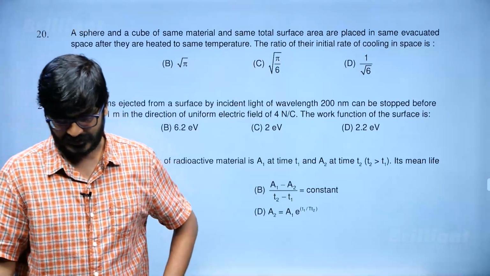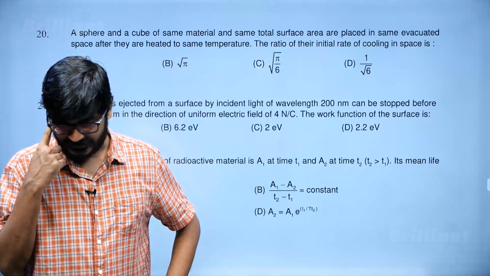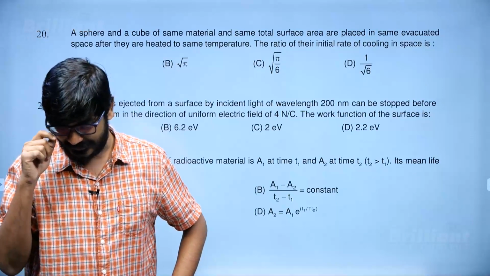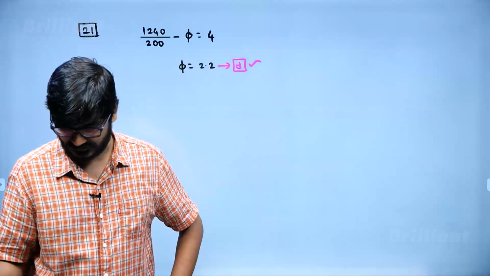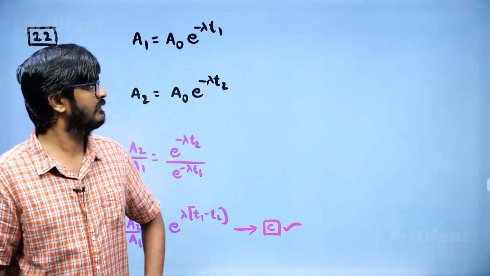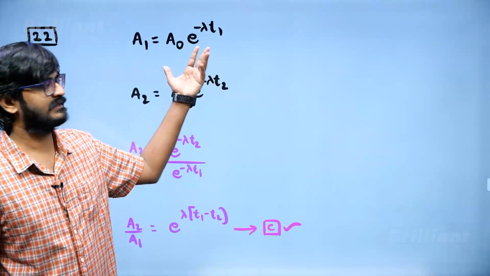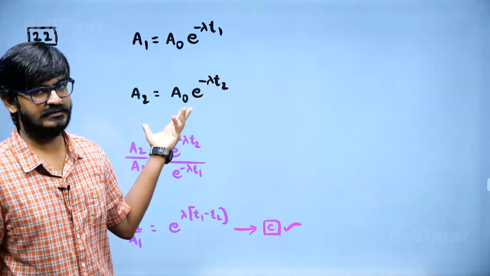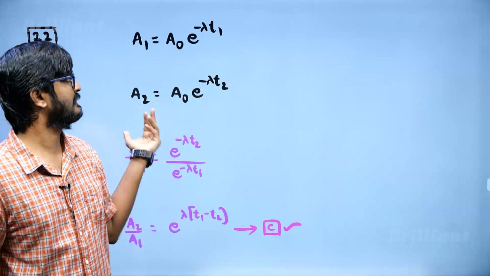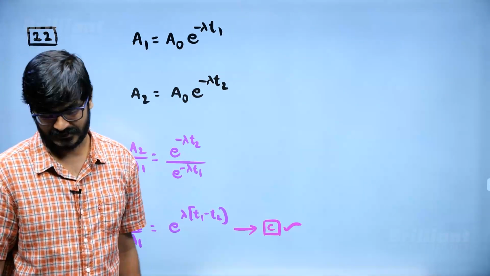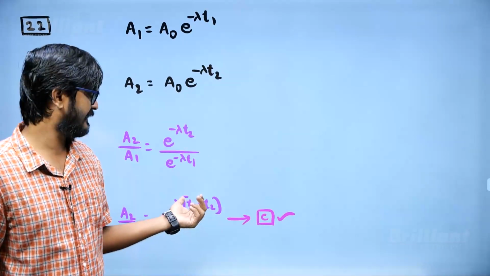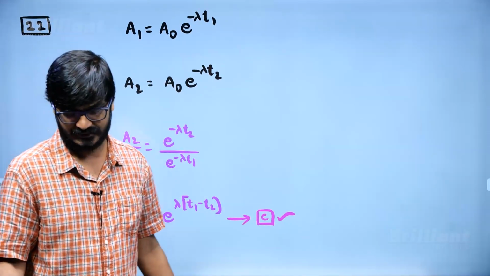The next question: the activity of a sample of radioactive material is A1 at T1 and A2 at T2. The mean life is T. So you need to find the relation between them. A1 equals A0 into e power minus lambda T1. This thing you must be knowing. So when you take the ratio, you will be getting the required answer. It's a direct question, and they have given the mean life, so lambda is 1 by T, right?